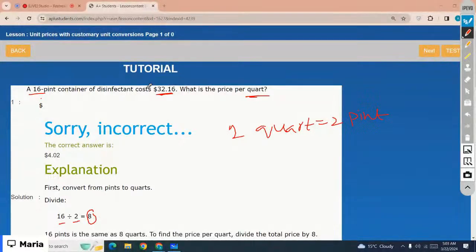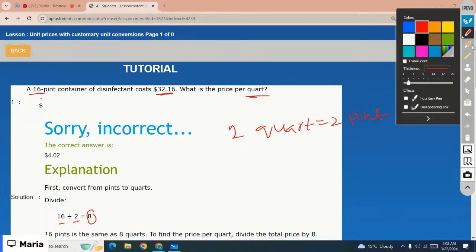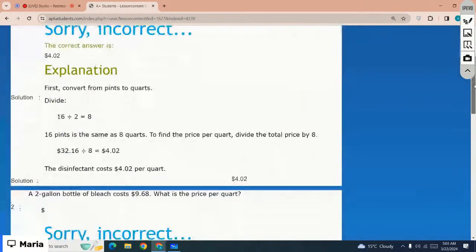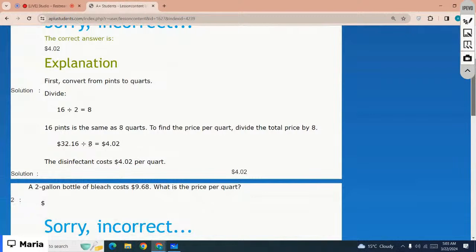8 quarts or 16 pints, they both are exactly the same. So you have to divide by 8 to calculate the price per quart. You can see here 32.16 divided by 8 is 4.02. That means the cost is 4.02 per quart. You have to convert first and then divide to find the price.